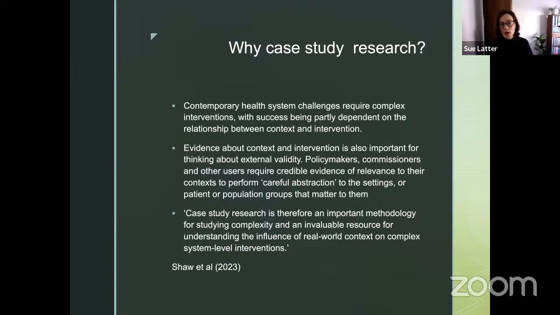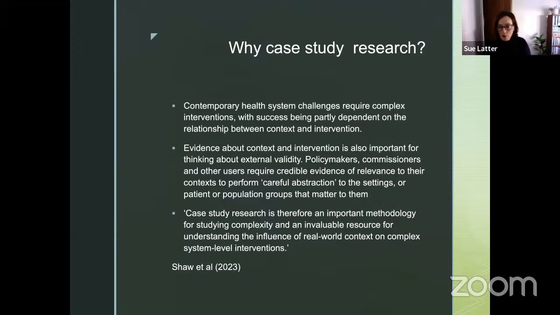and success is usually partly dependent on the relationship between the context and the intervention that is dropped in, the new intervention. And going back to this point about external validity, we need to provide evidence about the context of interventions because it is important for thinking about external validity. So people who are going to use our research, policymakers, commissioners, other users, they need credible evidence of the relevance of the findings to their own settings so that they can, what Shaw et al. call, perform careful abstraction. So they can take your findings, if you've described the context, if you captured it properly, and apply it to the settings that they're interested in, or the patients or the population groups that matter to them.